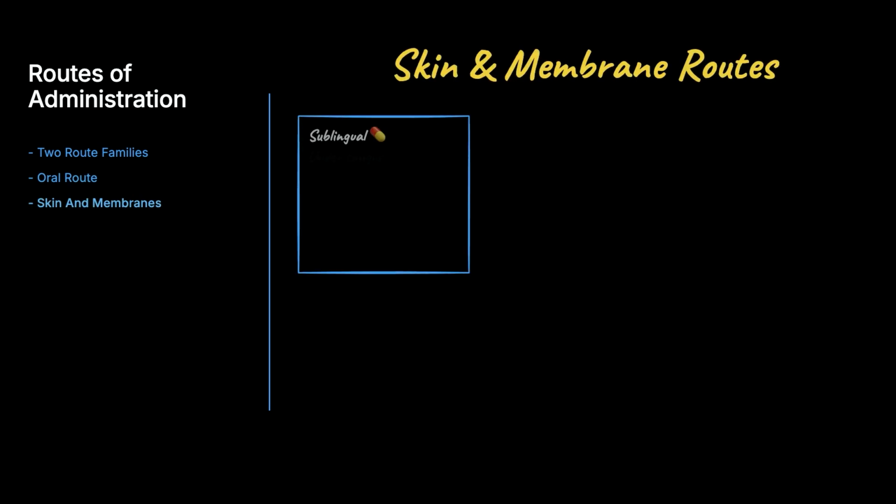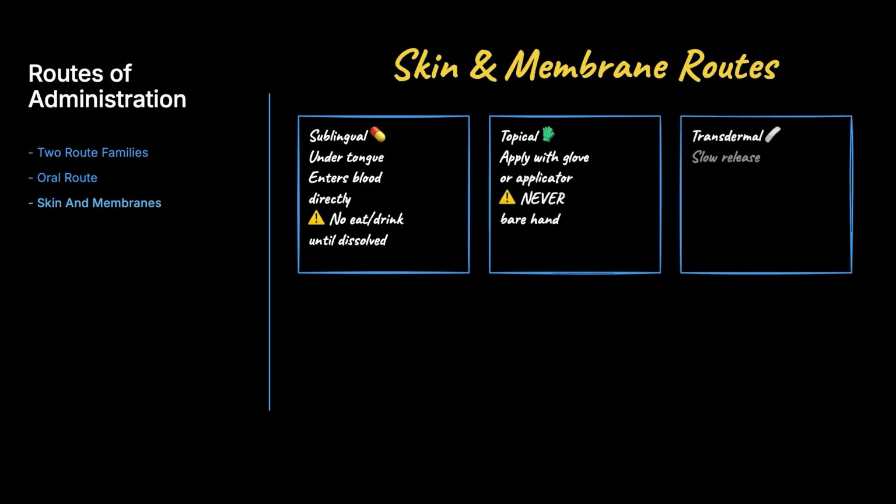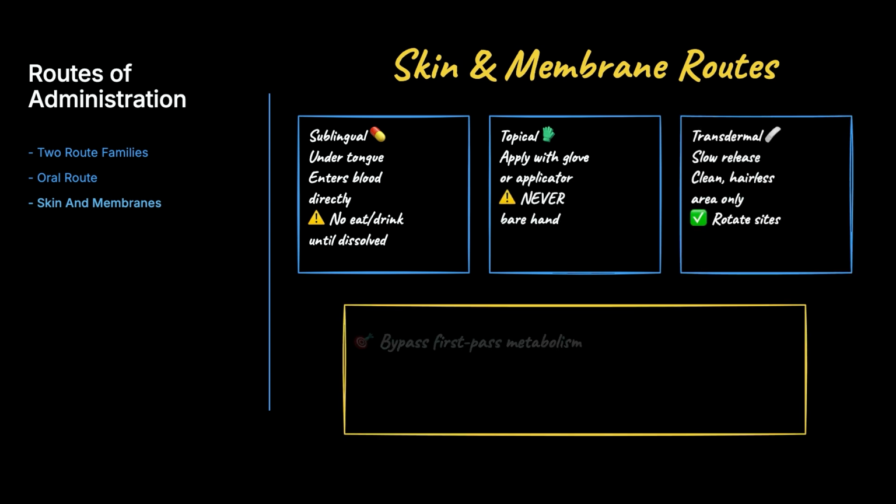Several routes work through skin and membranes. Sublingual medications dissolve under the tongue and enter the blood directly, so the client should not eat or drink until they dissolve. Topical creams are applied with a glove or applicator, never a bare hand. Transdermal patches release medication slowly, so apply them to a clean, hairless area and rotate sites.